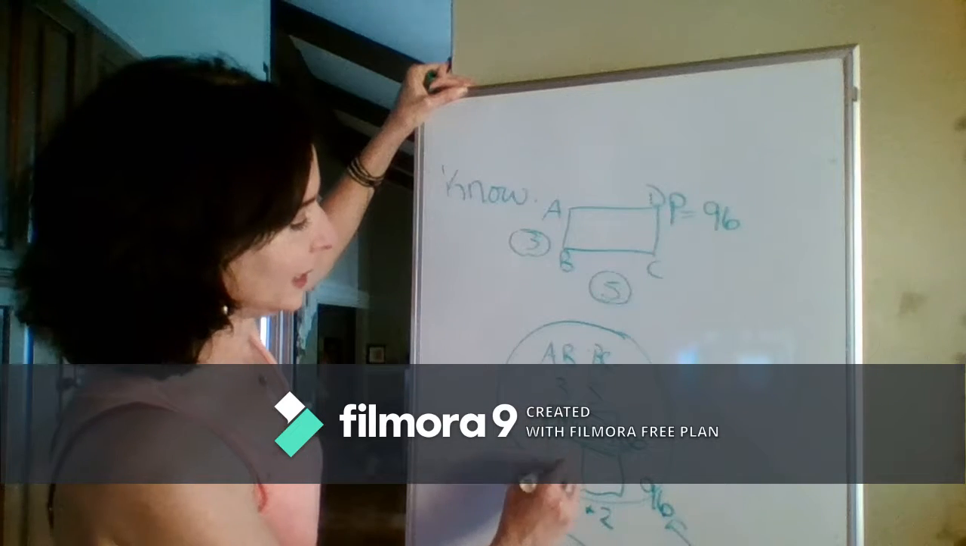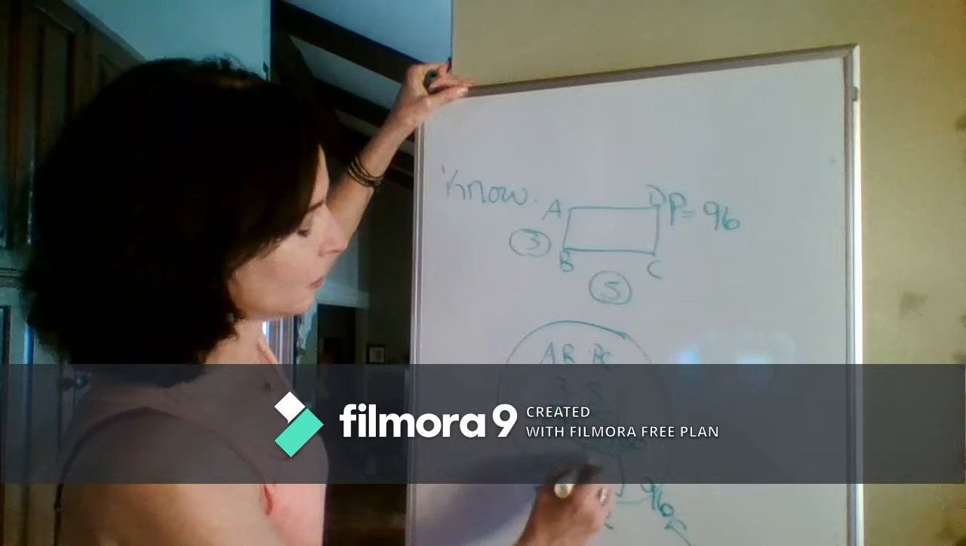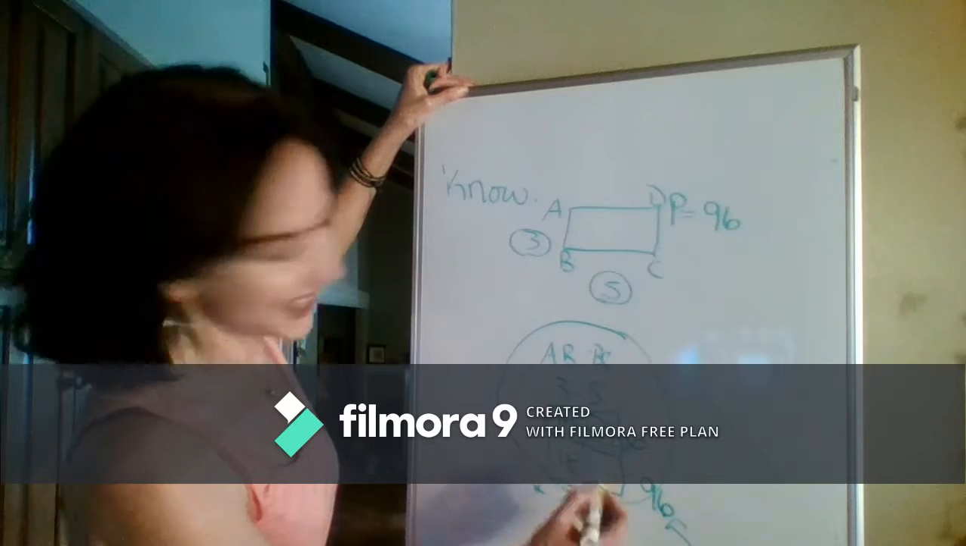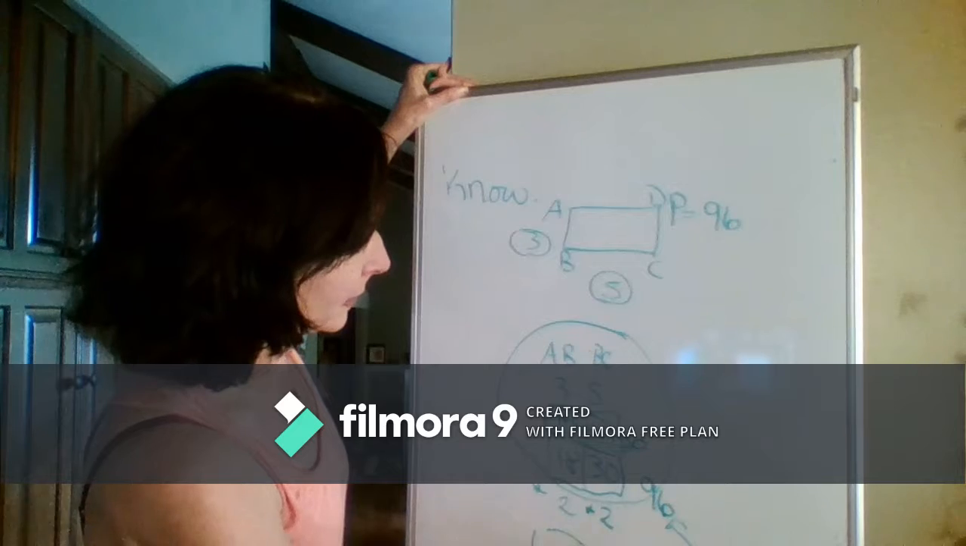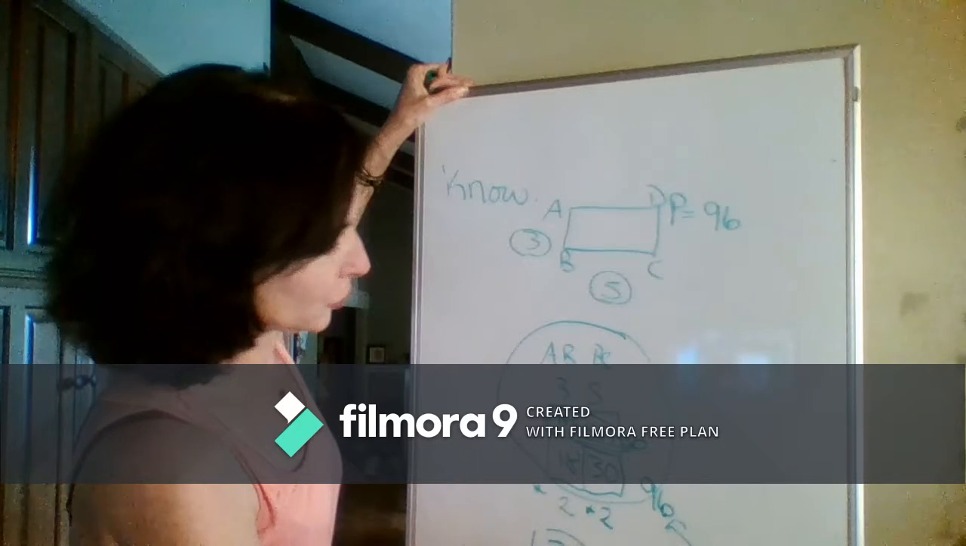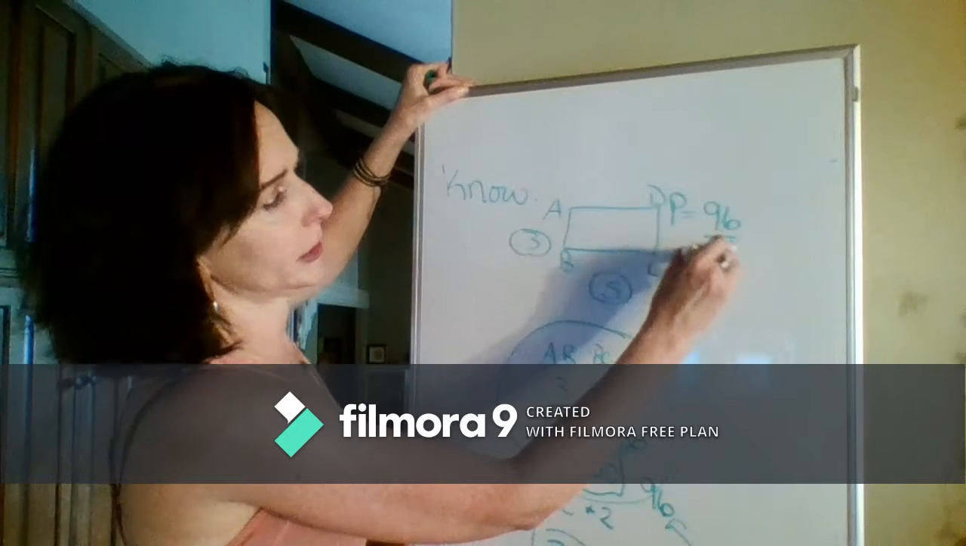What's 3 times 6? 18. What's 5 times 6? Can't read my own handwriting. 30. Look at that. 30 times 2 is 60. 18 times 2 is 36. 36 plus 60 is 96.